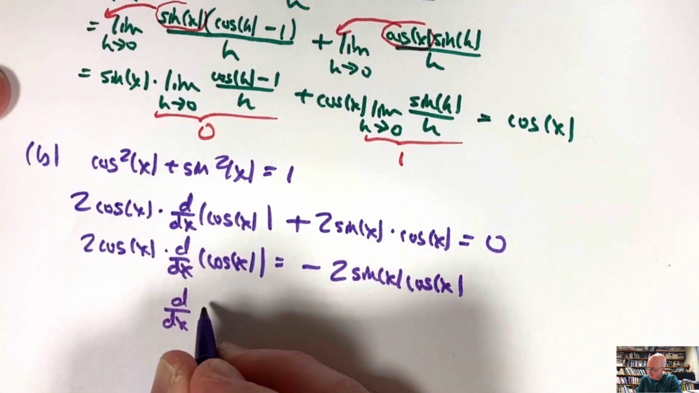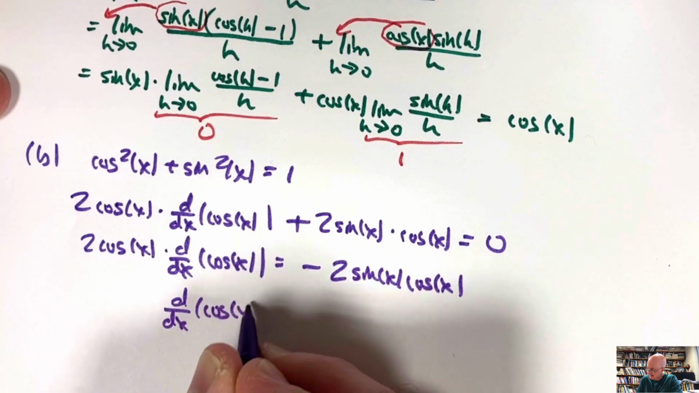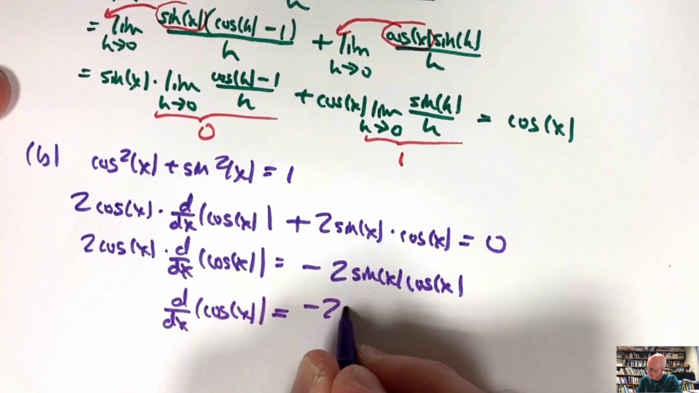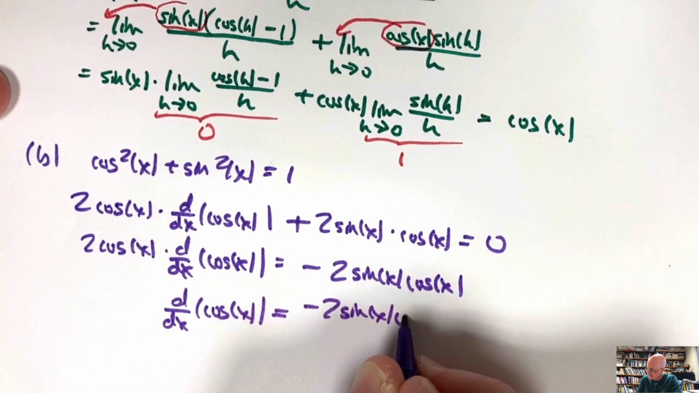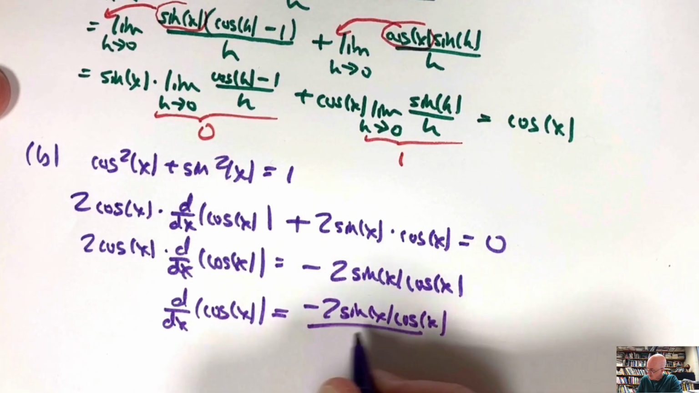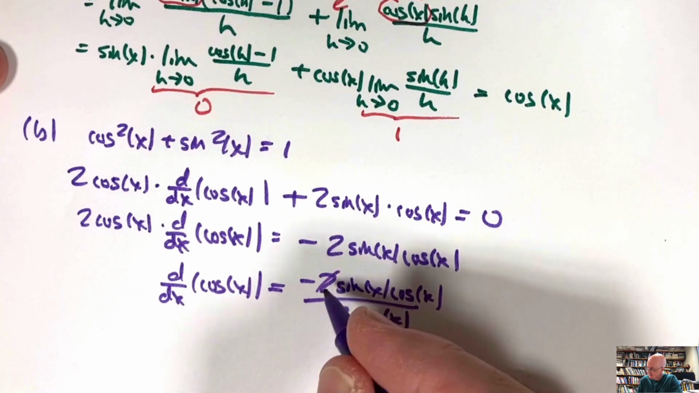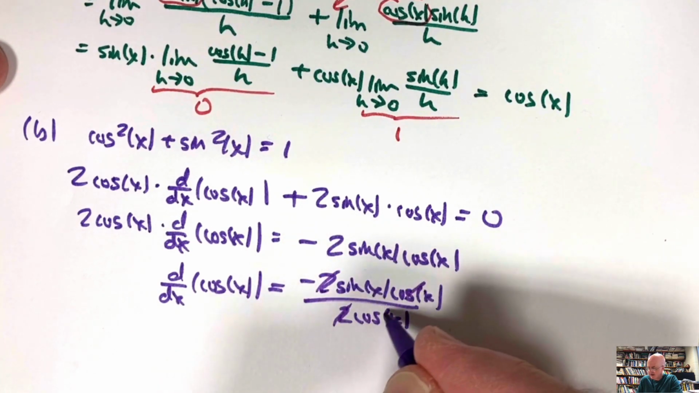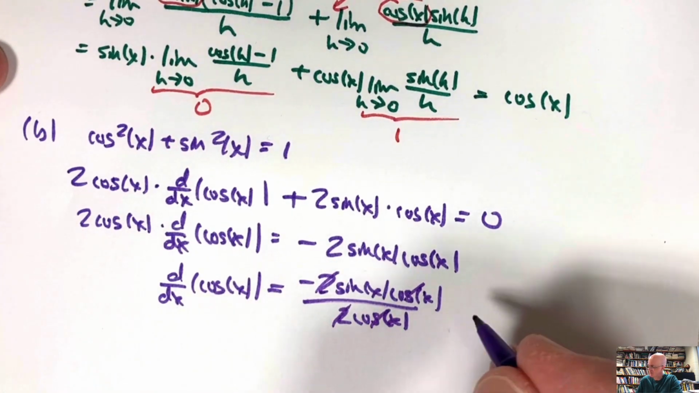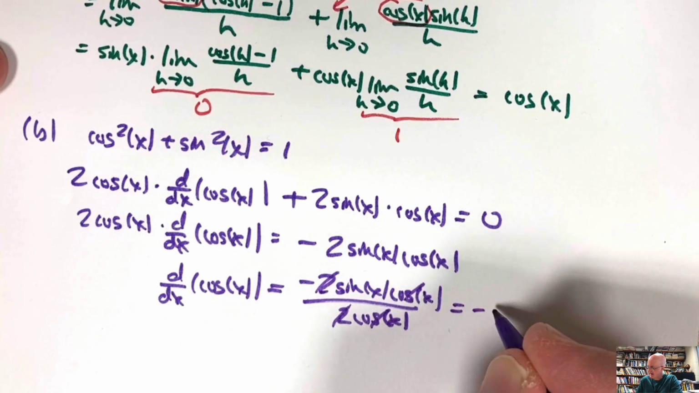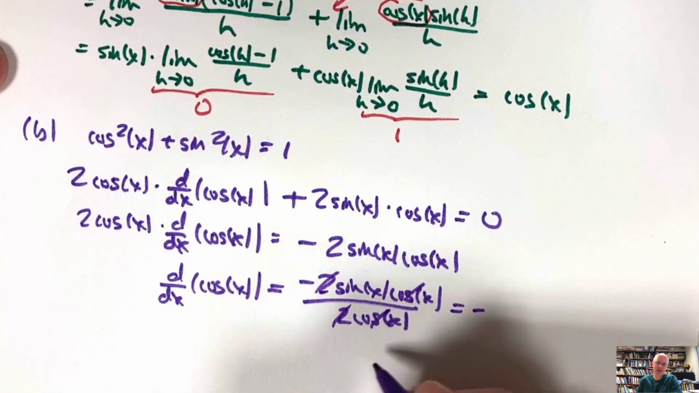And you'd say the derivative of cosine of x is negative 2 sine x cos x, all divided by 2 cos x. And then, yeah, cancel the 2's and cancel the cosine of x's. Divide them out. Is this valid, you might wonder? It's valid as long as you're not dividing by 0.